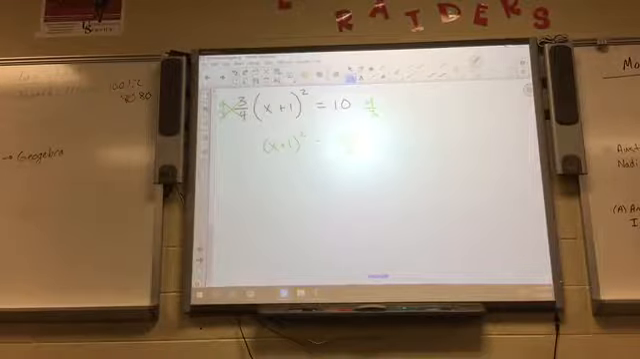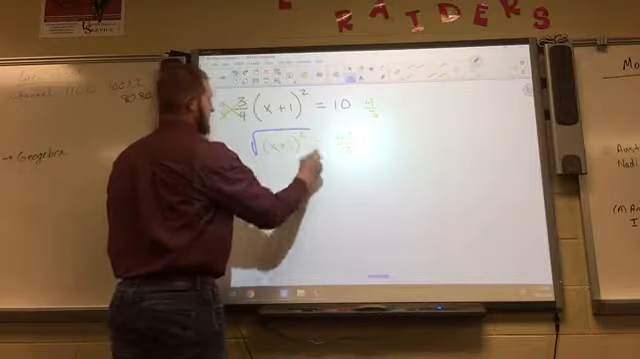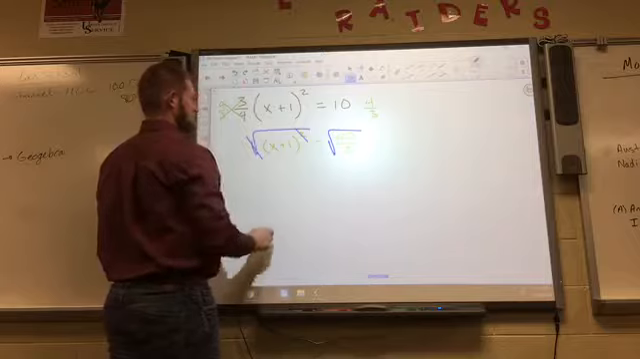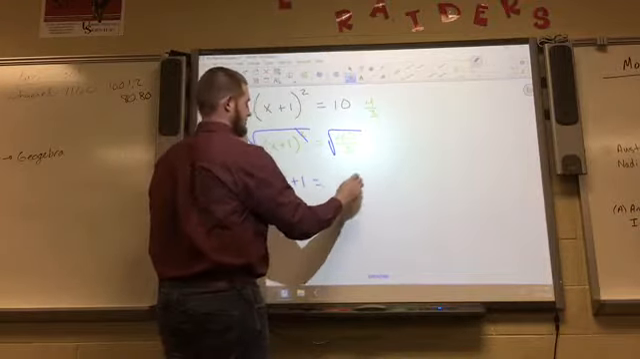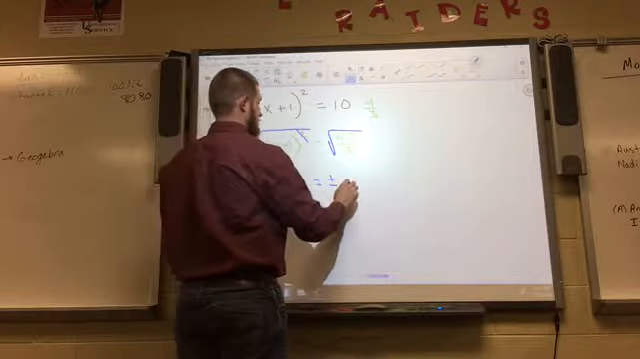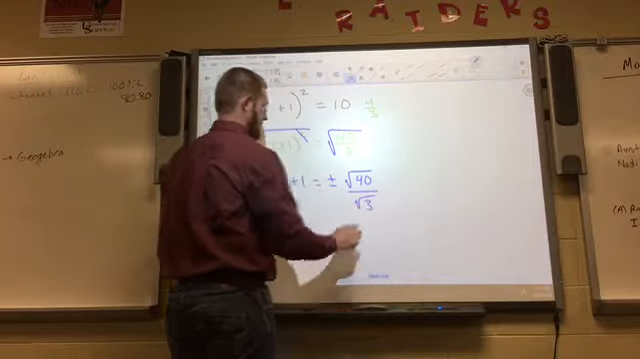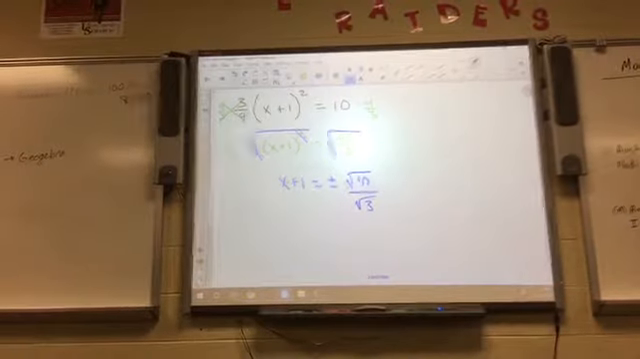Now, instead of foiling, can I just get rid of my square? By doing what? Square rooting. It's okay to square root this whole thing, as long as you do it to this side. So those cancel. Now I have x plus 1 equals, now I know it's plus or minus, correct? The square root of 40 divided by the square root of 3. Wait, can't you break down 40 then? Yes, we're going to break down 40 here in a second.